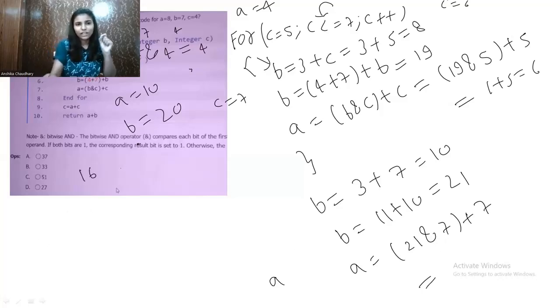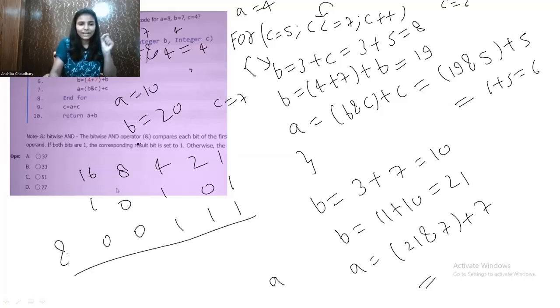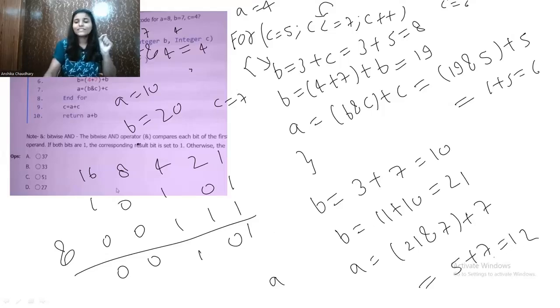So again 16, 8, 4, 2, 1 and let's make it 21. 16 and 4 will be 20 and 21, 0, 0 and 7 is 1, 1, 1 and these are 0. So let's take AND operation. 1, 1, 1, 0, 1, 0, 1, 1, 1, 0, 0, 0, 1, 0, 0. So it will be 5 now. 5 plus 7 will become 12. So this time A value is 12, B value is 21.